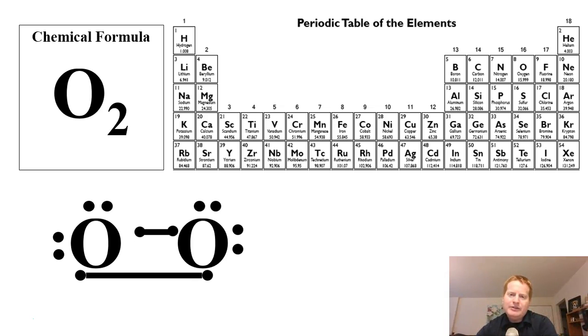Now, if we count them, each of them will have obeyed octet, because we're going to be double counting the ones that are in these bonds. So 1, 2, 3, 4, 5, 6, 7, and 8 for that oxygen, and then we would count the same way for the other oxygen.